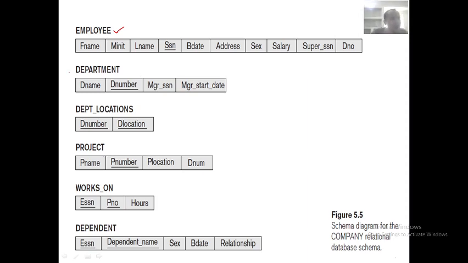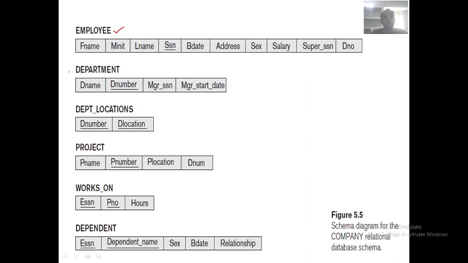Now, see here. Second table. Soumya, here is Department. Which is the entity and what are the attributes? Which is the key attribute and which are the foreign keys? Department entity, sir. Department name, department number, manager SSN. Okay. Then manager start date, attributes.